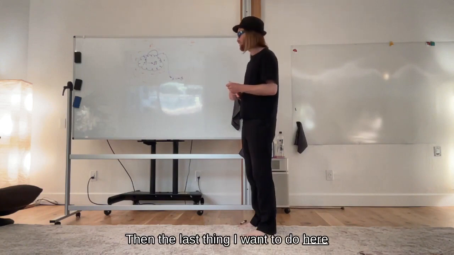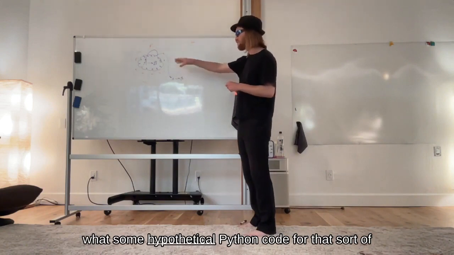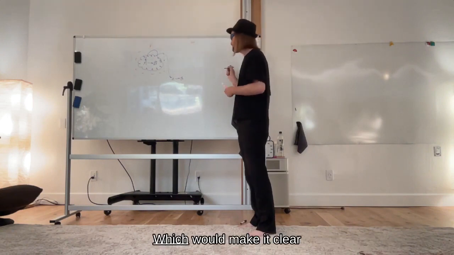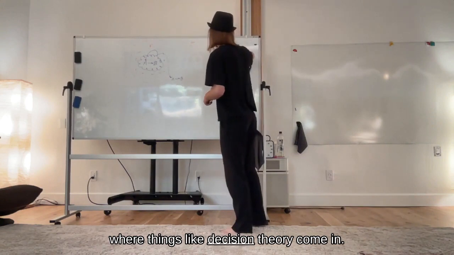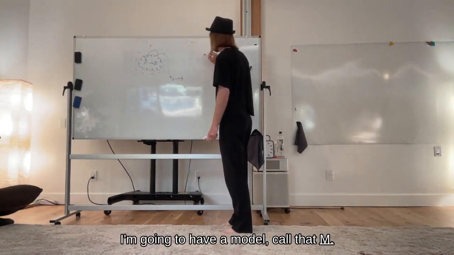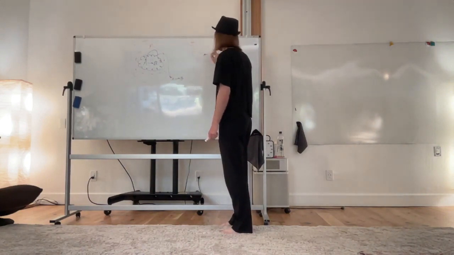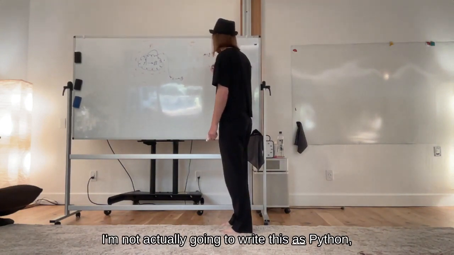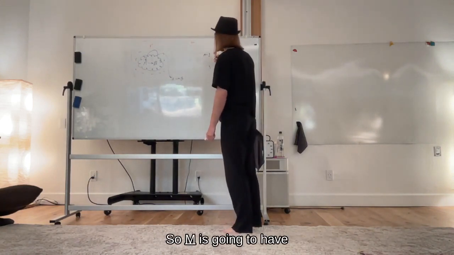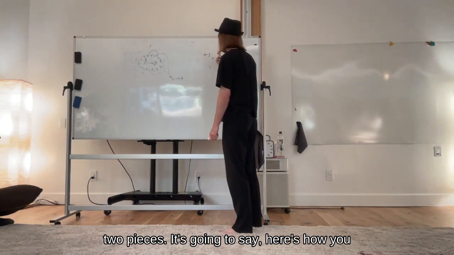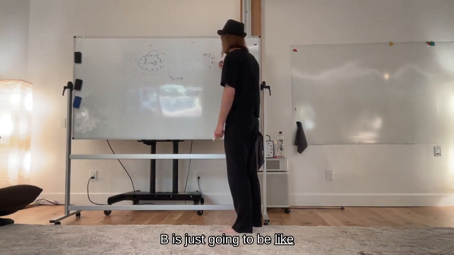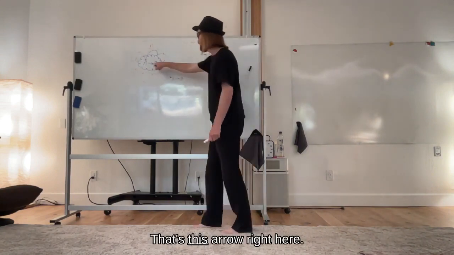Then the last thing I want to do here is quickly sketch out what some hypothetical Python code for that sort of structure would look like, which will make it clear where things like decision theory come in. So I'm going to have a model, call that M. I'm not actually going to write this as Python, but hopefully we'll get the gist. M is going to have two pieces: here's how you generate A, here's how you generate B. B is just some function of A. That's this arrow right here.